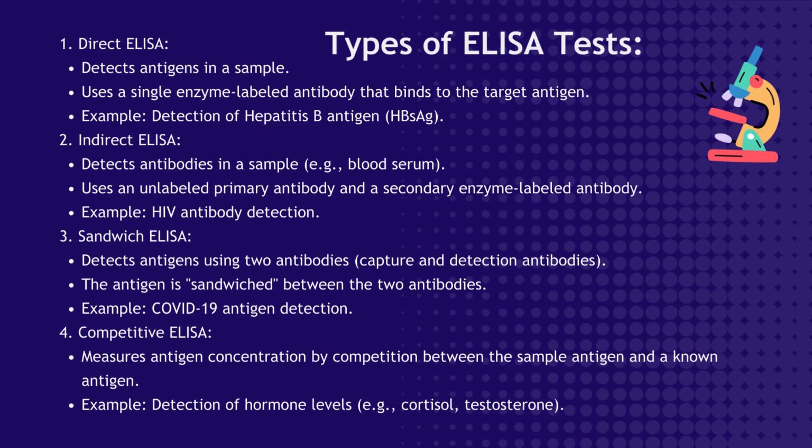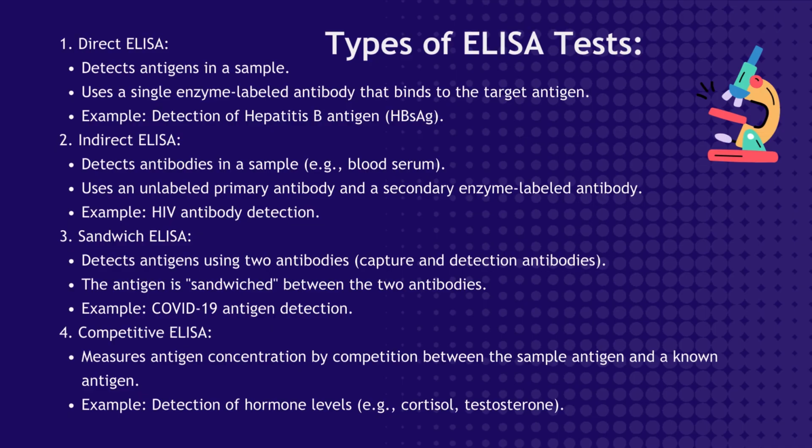Sandwich ELISA. Detects antigens using two antibodies, capture and detection antibodies. The antigen is sandwiched between the two antibodies. Example: COVID-19 antigen detection.